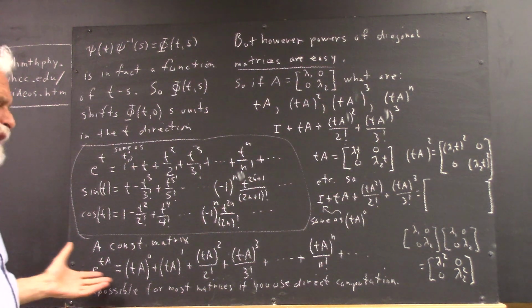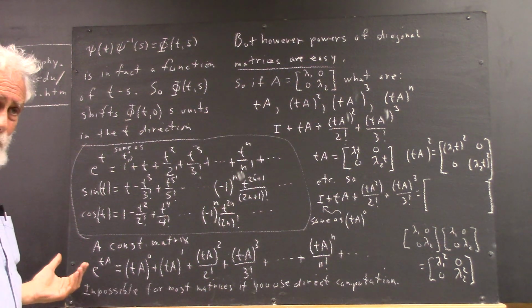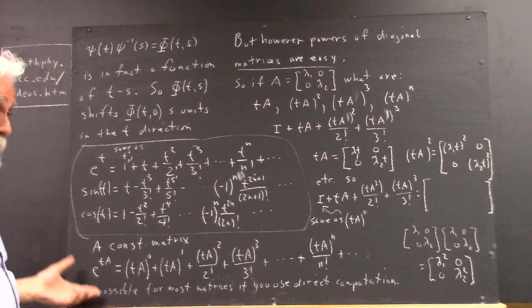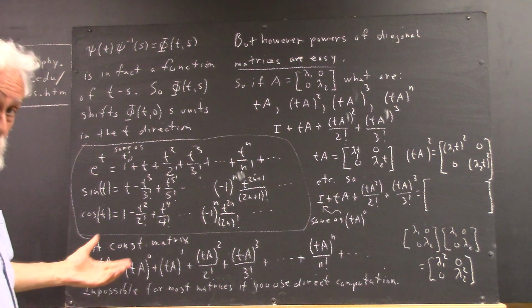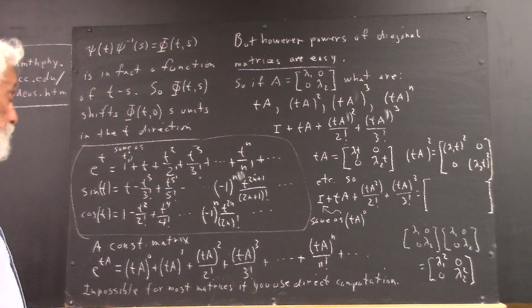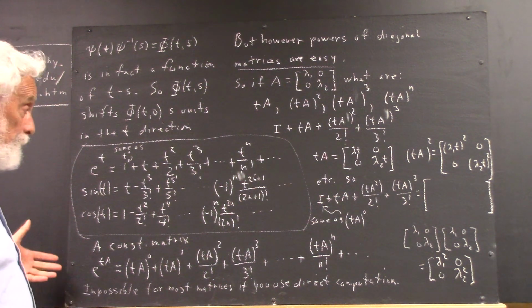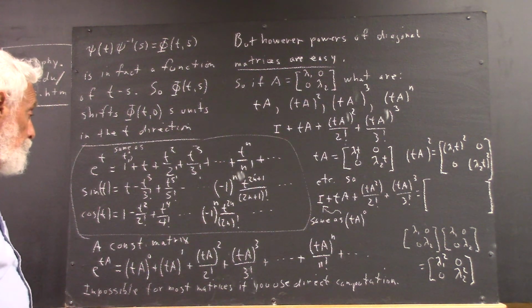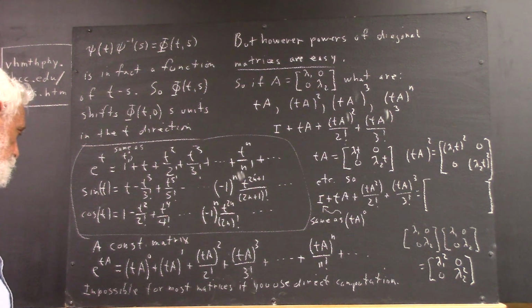Now, does it make any sense at all to do this? Like, for example, is the derivative of e to the ta equal to a times e to the ta, as it should be if the chain rule is going to hold? If it is, then you start beginning to believe there's some validity to this. Well, it turns out there is, and we'll see why.